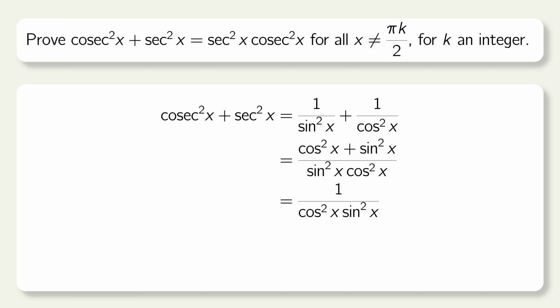Right, and a lot of these trigonometric identities, what you're actually trying to do is find out where you're going to use cosine squared x plus sine squared x equals 1, because that appears lots of times. So we get 1 over cos squared x sine squared x. And we can pull those apart into the right-hand side, the sec squared x cosec squared x. Right, this method is a good method, but it's not always the best method.